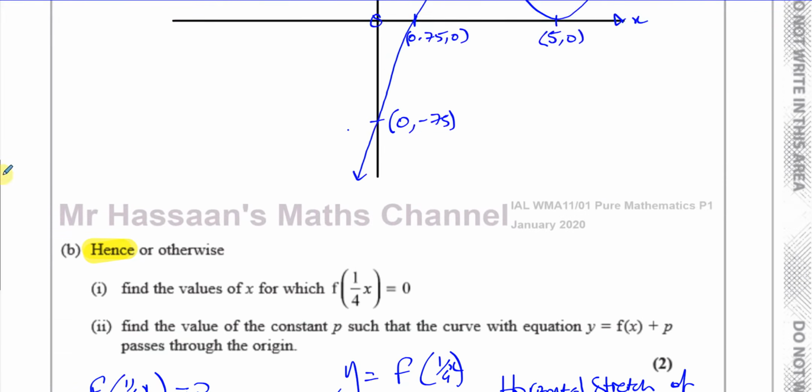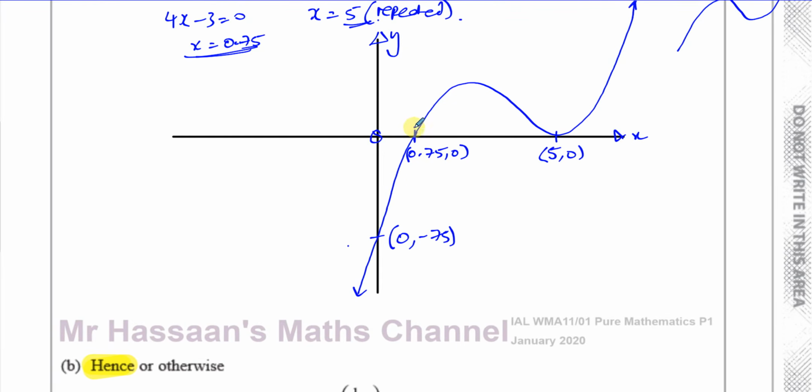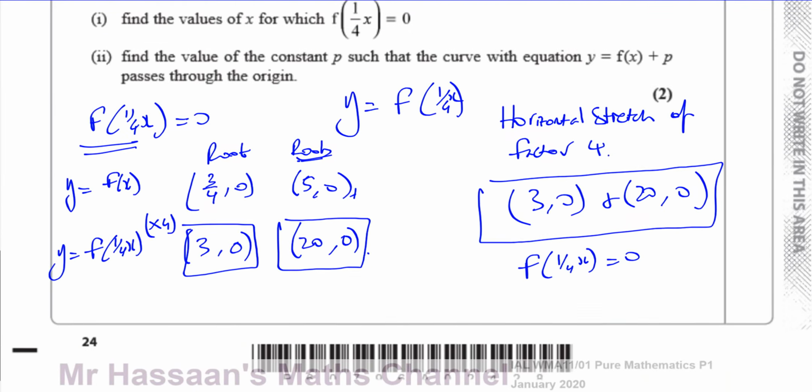Okay, so basically what's going to happen is this root is going to get multiplied by 4, and this root's going to get multiplied by 4. The whole function will stretch outwards. So this will be 4 times its distance from the y-axis, and this will be 4 times its distance from the y-axis. So 4 times 3/4 is 3, and 4 times 5 is 20. So the new curve would look like that. Okay, so that's where we got that from.